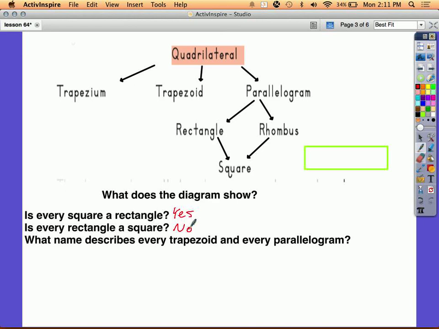What name describes every trapezoid and every parallelogram? Well, the only word, if we look at this diagram, is quadrilateral. All trapezoids and parallelograms are quadrilaterals.